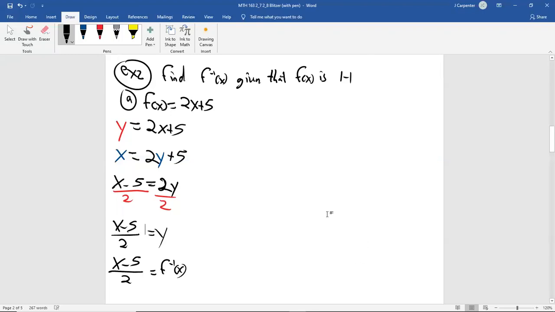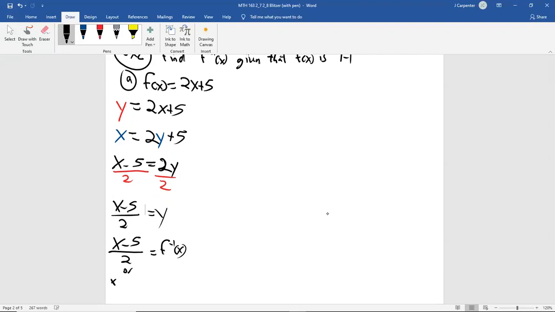Yes, you can certainly split this as x over 2 minus 5 over 2 equals f inverse. But the reason I chose to write it this way is because that's how the answer to 1a looked. Or not the answer, g of x. So f inverse is g of x, as we said earlier. We did not lie to you.